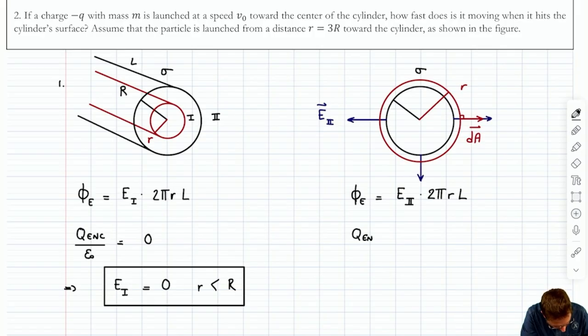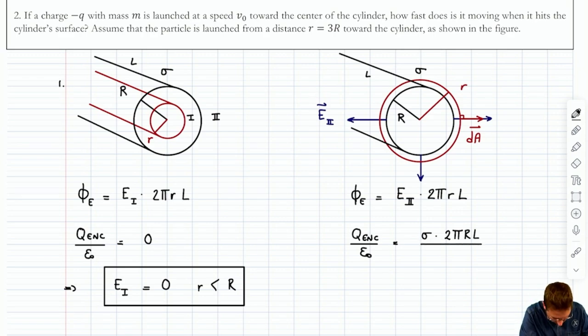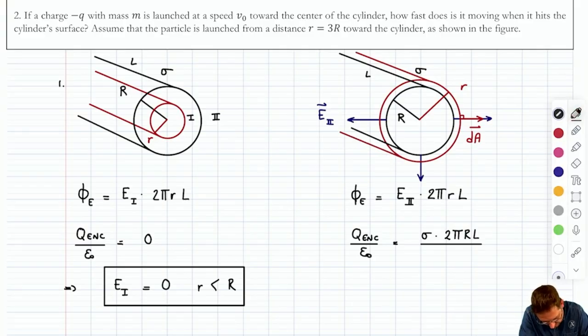Okay, now Q enclosed over epsilon naught, that is a different story in this case. I'm going to have an amount of charge per area, sigma. Now I have to multiply that by the actual area that carries charge, right? So if this is my cylinder, with radius big R and length L, then 2 pi big R L is the surface area, which multiplied by sigma is going to be the total charge enclosed by my Gaussian cylinder, right? So that's the amount of charge that lives in the Gaussian cylinder.